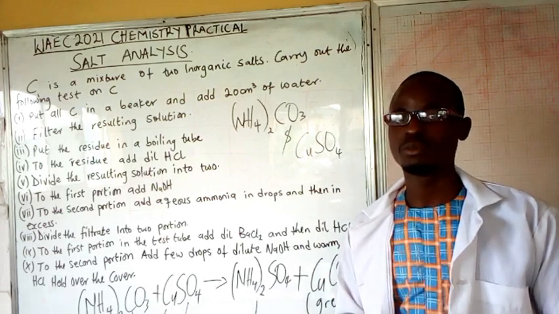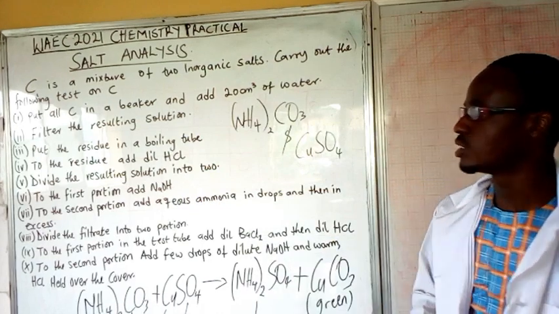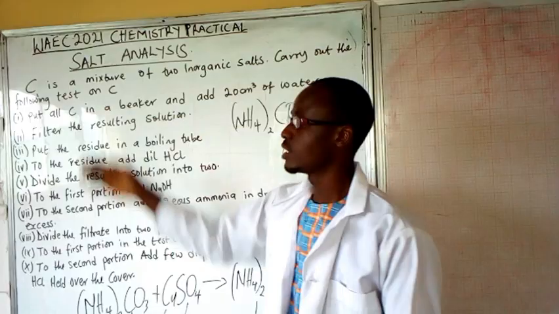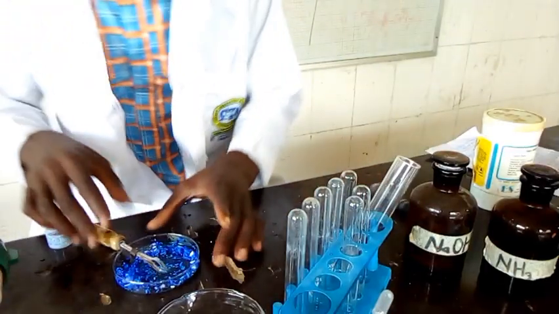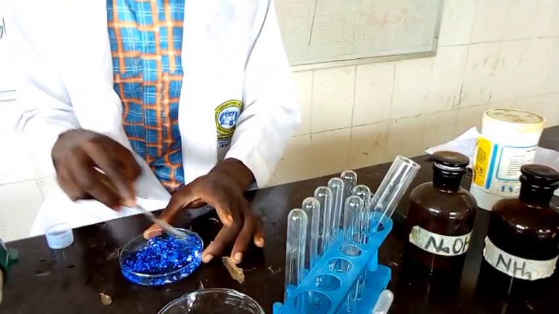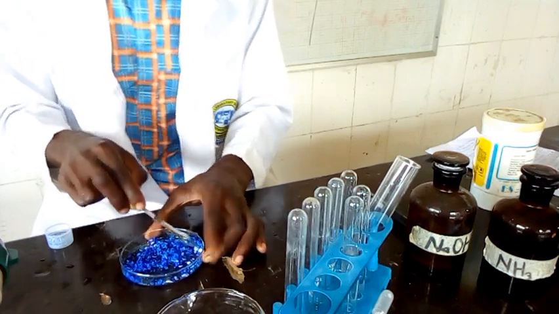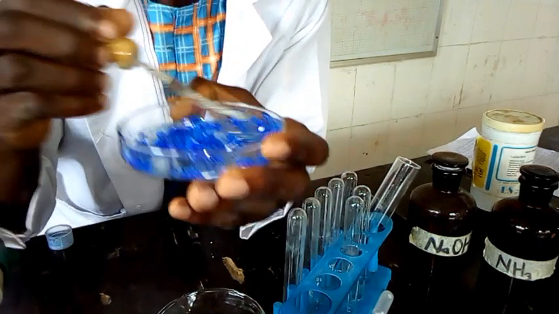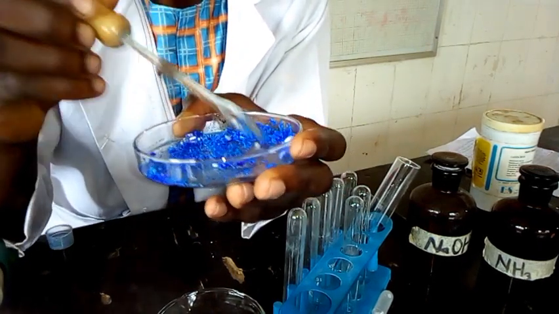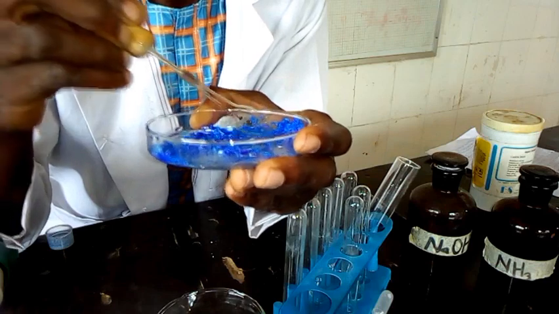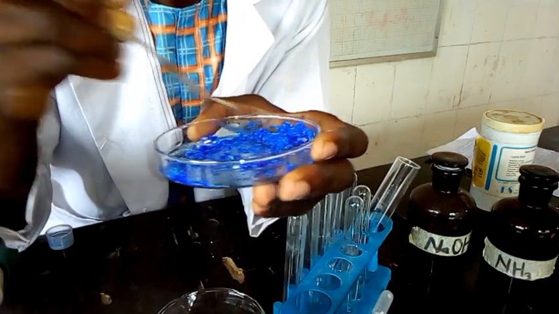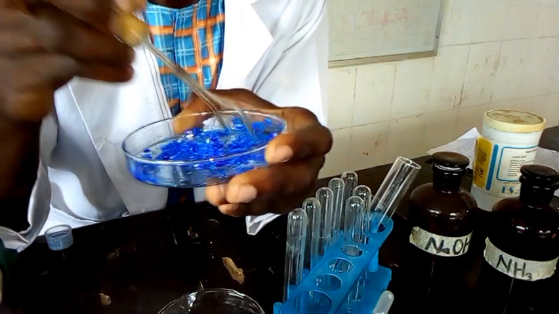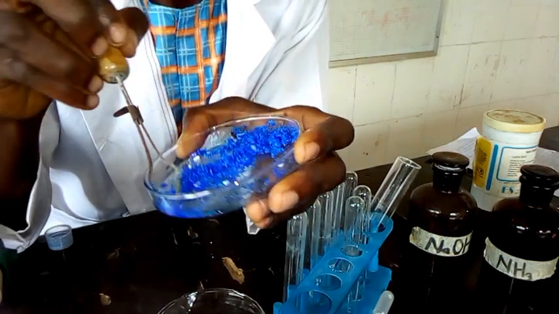Let's see how the experiment goes according to the steps given to us here. We said C is a mixture of two inorganic salts. Carry out the following tests on C. Firstly, we have to mix the two salts together here, and as you can see, we are having traces of green color and a deep blue mixture here. That is the mixture of the two salts, so we are expecting that the reaction should have taken place here. Thereafter, we go through the steps on the board.